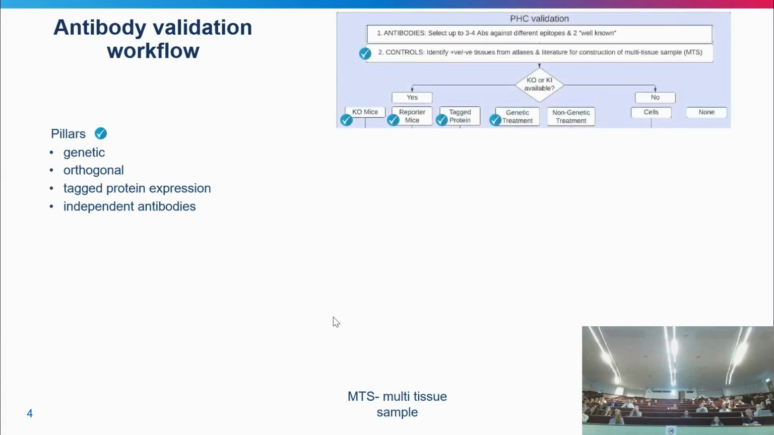First, we start with the antibody selection, and we typically select 3-4 antibodies against different epitopes. We like the paired approach, and 2 historic or well-known antibodies if those are available.